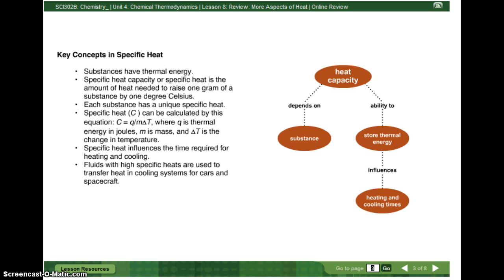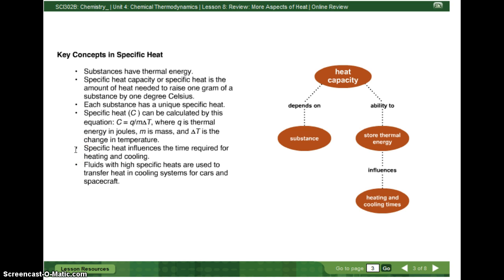Key concepts in specific heat. Substances have thermal energy. Specific heat capacity or specific heat is the amount of heat needed to raise 1 gram of a substance by 1 degree Celsius. Each substance has a unique specific heat. Specific heat, capital C, can be calculated by the equation C equals Q divided by M delta T. In other words, C, our specific heat, equals the heat divided by the mass and the change in temperature. Again, Q is thermal energy in joules, M is mass in grams, delta T is the change in temperature in degrees Celsius.